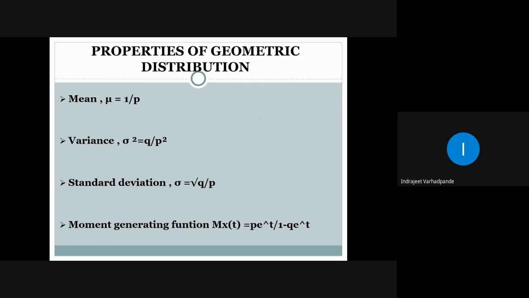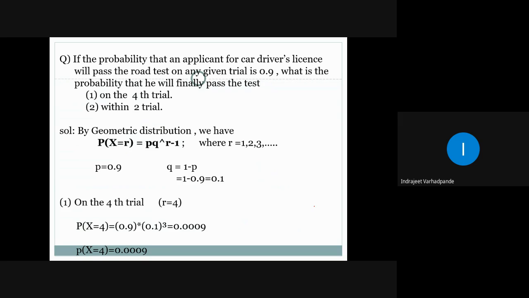So what are the properties of geometric distribution? The mean mu is 1 upon p. P is nothing but the probability of success. Q is nothing but the probability of failure. The variance sigma square is q upon p square. Standard deviation sigma is the square root of q by p. Moment generating function is p e to the power t upon 1 minus q e to the power t. This is how we calculate the moment generating function for the geometric distribution.